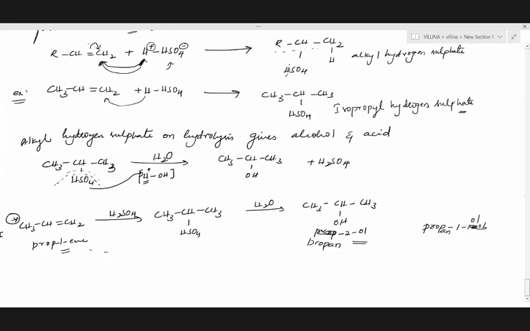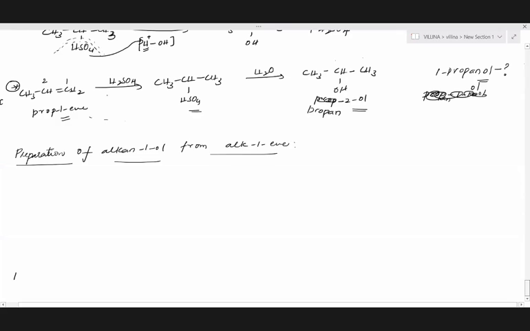Okay. So keep the side heading next as preparation of 1-alkanols. Preparation of alkan-1-ol from alk-1-ene, because from propene we got propan-2-ol, not propan-1-ol.